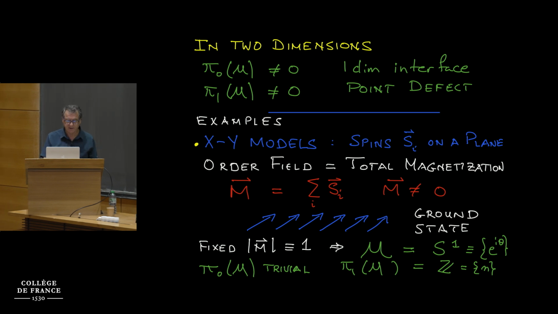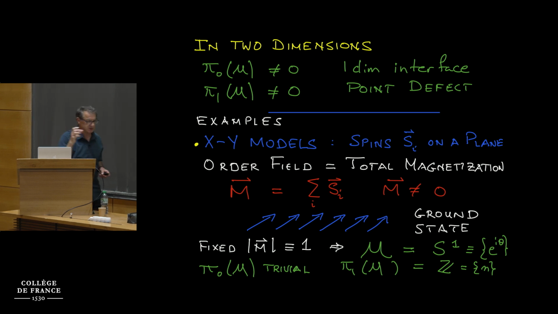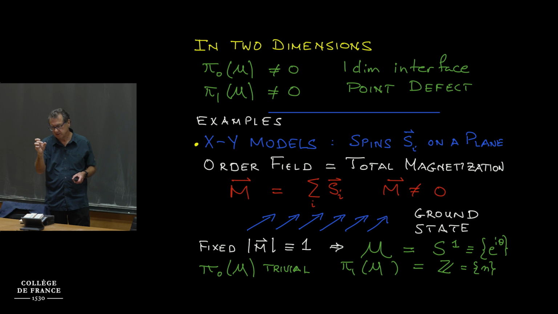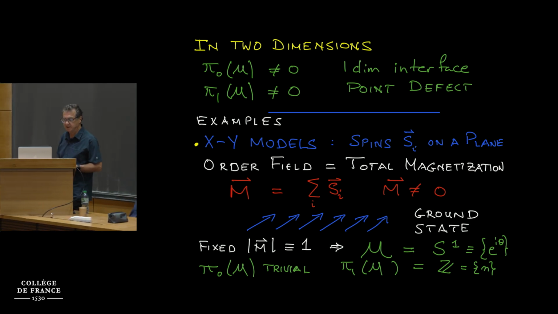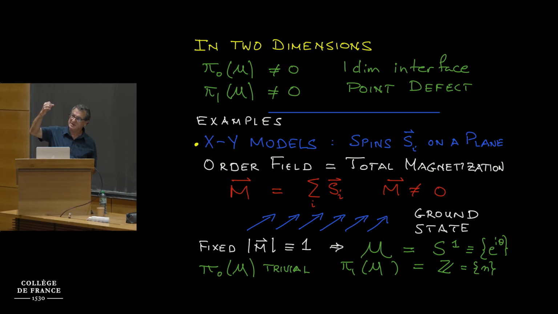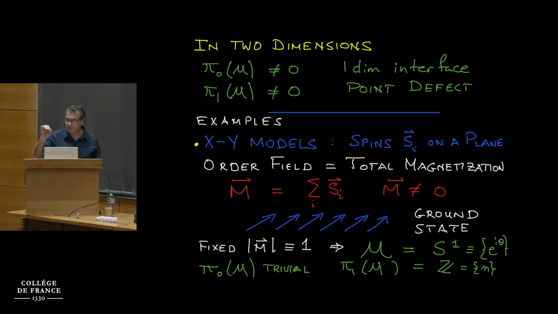Now, clearly, in this case, the manifold is connected. I can go from any point on the circle to any other point continuously. But the obstruction to shrinking down that loop to a point in 2 dimensions gives you the defect, which is the vortex, a point where magnetization is 0. And since you're in the disordered phase, it's essentially a phase with energy higher than the ground state. So we're talking about excited states, but we're talking about topologically unavoidable configurations or particles in the system.